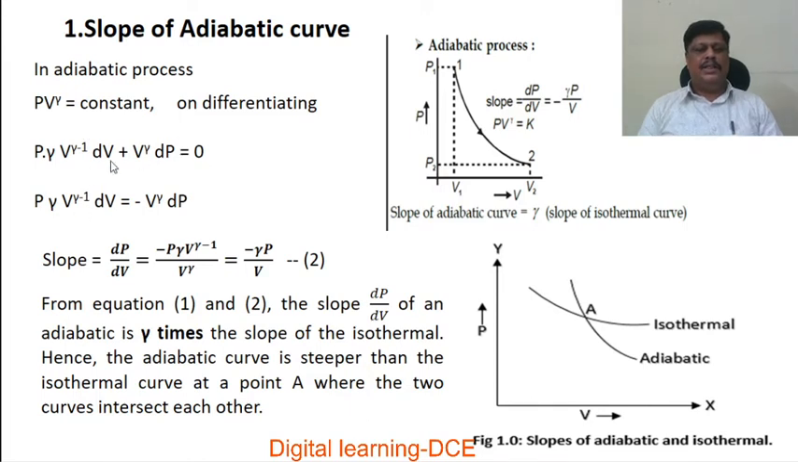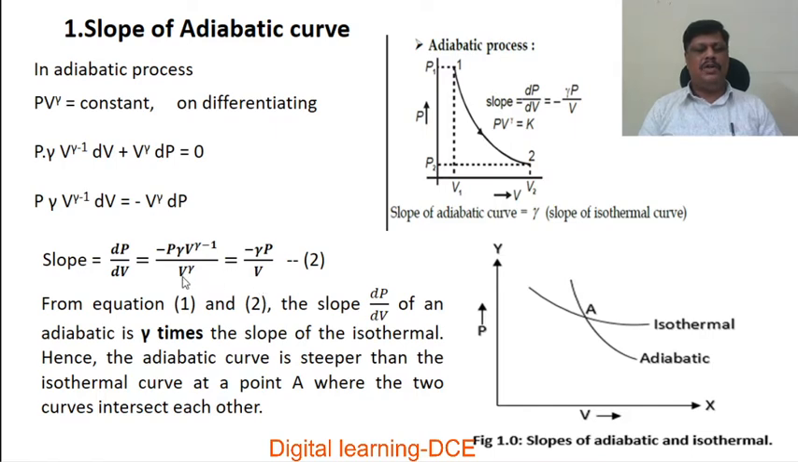This equation can be written as P into gamma V to the power of gamma minus 1 dV is equal to minus V to the power of gamma dP. And we know that slope is equal to dP by dV. dP by dV is equal to minus P into gamma V to the power of gamma minus 1 over V to the power of gamma. After simplification, we get minus gamma P by V.